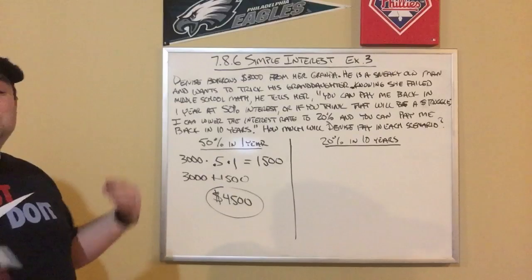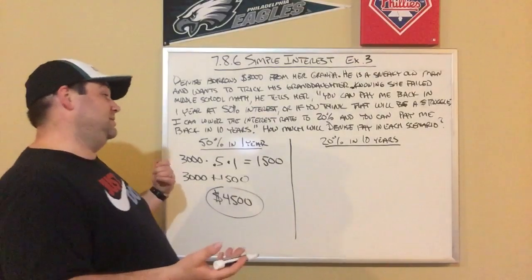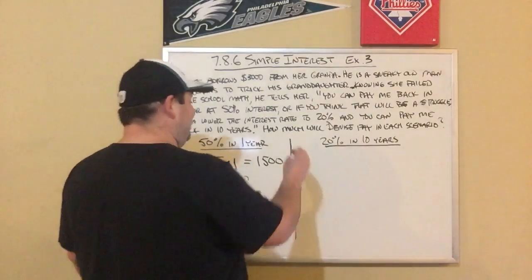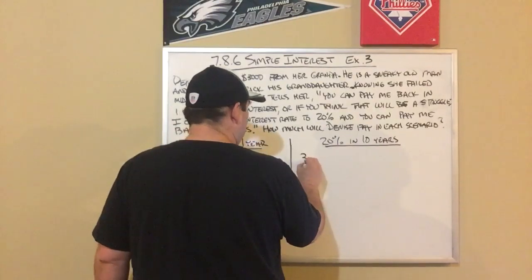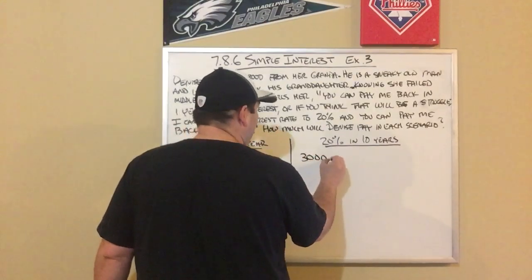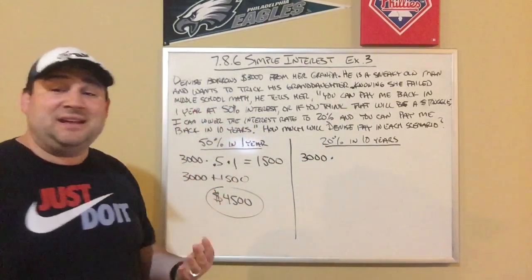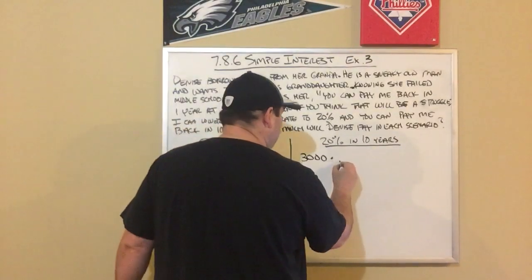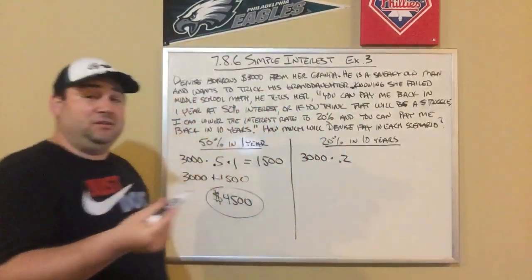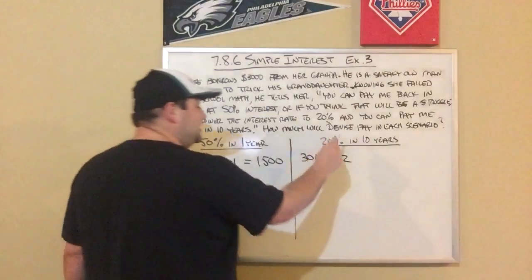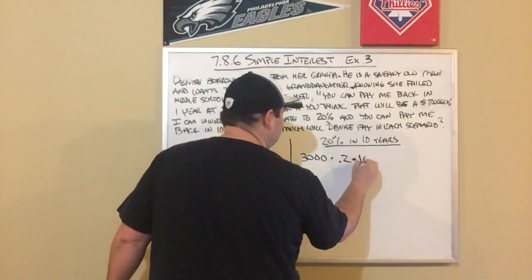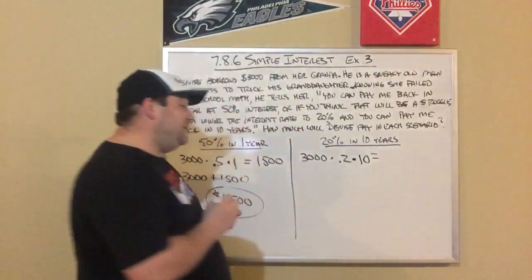So what if she chooses 20% in 10 years? So if she chooses that, our principal again is 3,000. Our rate, 20%, I make that a decimal, that's 0.2 or 0.20. I'm going to move my decimal to the left 2 places. My time is 10, because it's over 10 years.